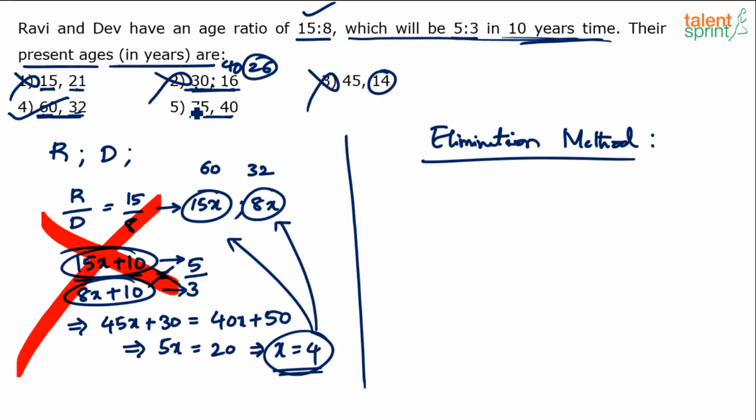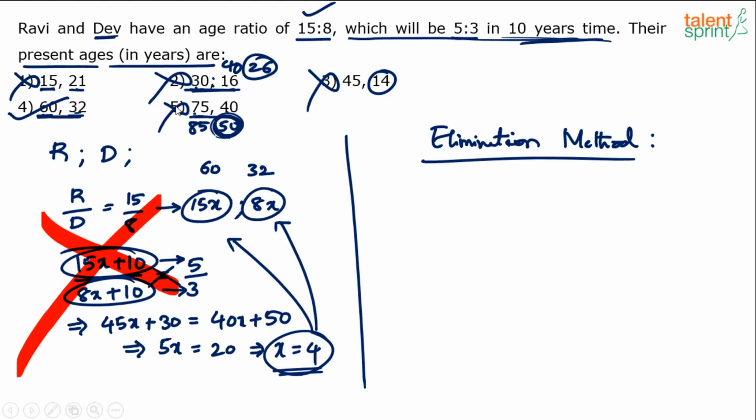Similarly, if I take option 5, present ages are 75 and 40. After 10 years, the ages will become 85 and 50. But is 50 a multiple of 3? No. I want Dev's age after 10 years to be a multiple of 3. 50 is not a multiple of 3. 85 is a multiple of 5, but 50 is not a multiple of 3. Is this satisfying the second condition? No. Now, 1, 2, 3 and 5 are eliminated.